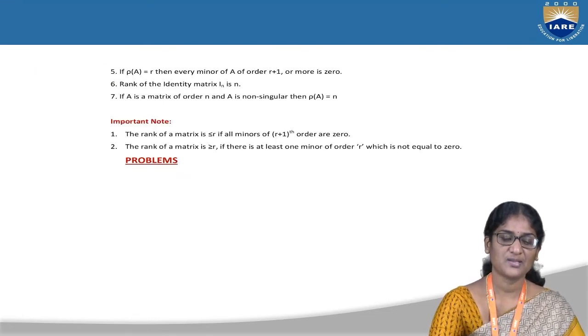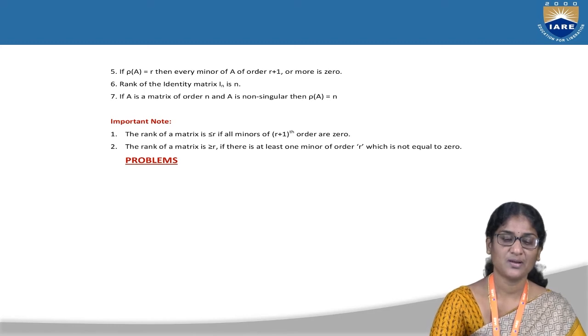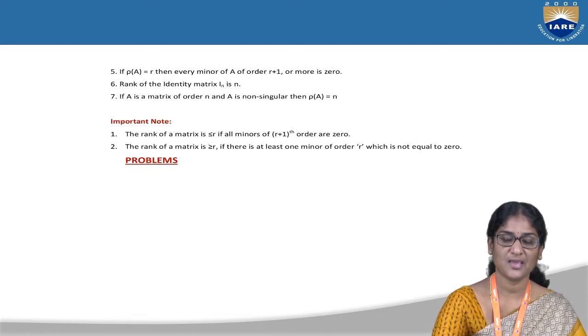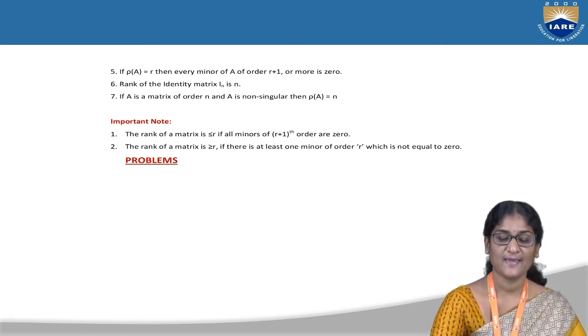The fifth property, the fifth note, is important: if the rank of A is equal to r, then every minor of A of order r plus 1 and more is 0. Next, the rank of the identity matrix In is its order, that is n. If capital A is a matrix of order n and A is non-singular, then the rank of A is equal to n, right?